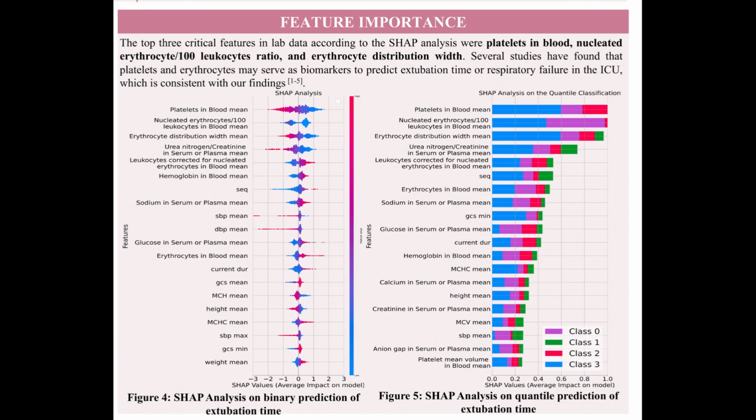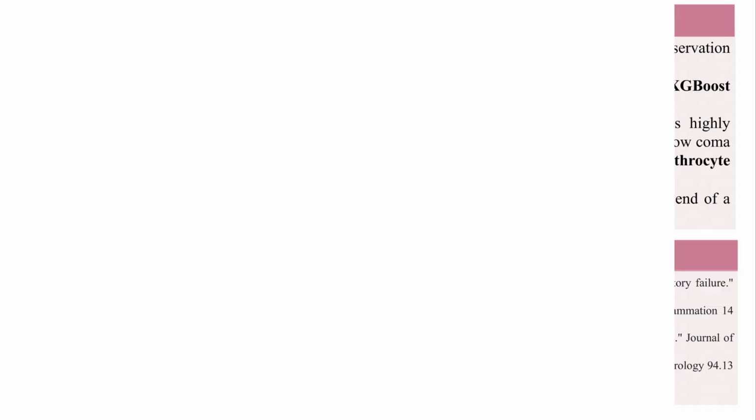On to feature importance. To understand the feature importance, we conducted Shapley additive explanations, or SHAP analysis, and found that the top 5 critical features were the same for both classification models. These include platelets in blood mean, nucleated erythrocytes per 100 leukocytes in blood mean, erythrocyte distribution width mean, urea nitrogen/creatinine in serum or plasma mean, and leukocytes corrected for nucleated erythrocytes in blood mean. All were negatively correlated with successful extubation except for leukocytes corrected for nucleated erythrocytes in blood mean. These features are consistent with other literature, which identified them as biomarkers for predicting extubation time or respiratory failure in previous studies.